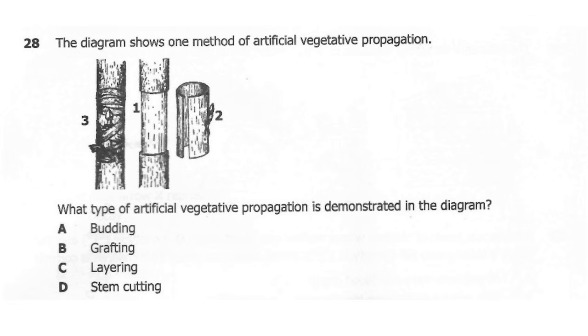Question 28. The diagram shows one method of artificial vegetative propagation. What type of artificial vegetative propagation is demonstrated in the diagram? Is it A, budding, B, grafting, C, rearing, D, stem cutting? What's your answer? Is it A, B, C, or D? Drop your answer in the comment section.